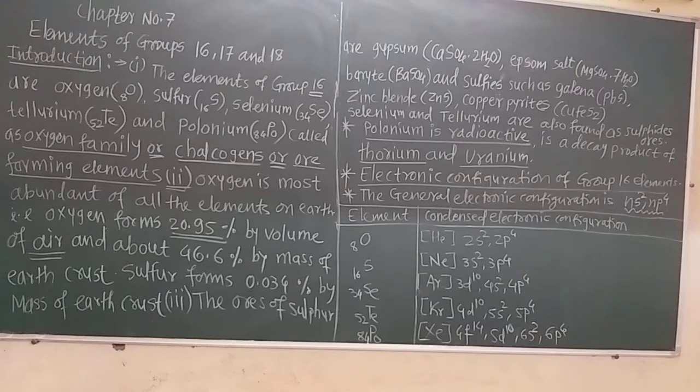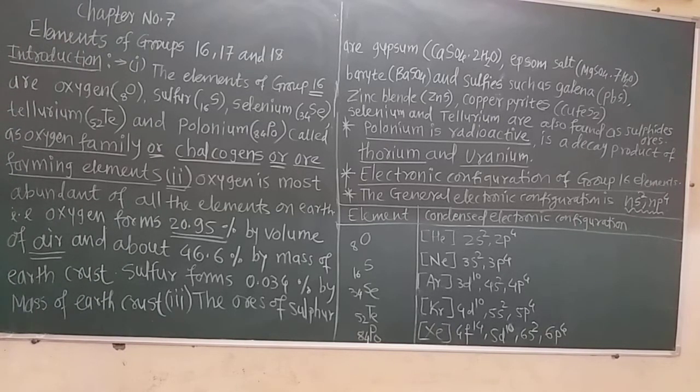And again the sulfides, very important, from which sulfur is isolated, extracted, separated. The main ones from which we separate or extract sulfur are galena and zinc blende.